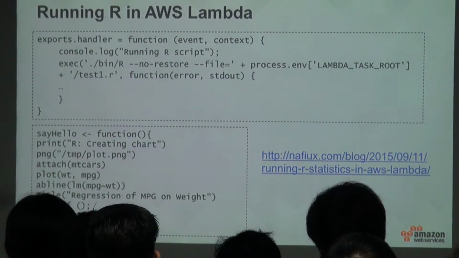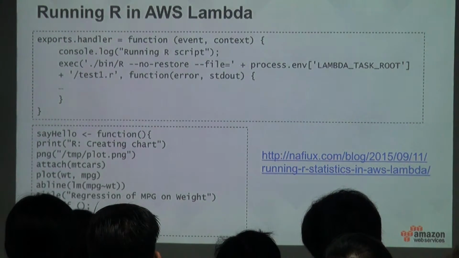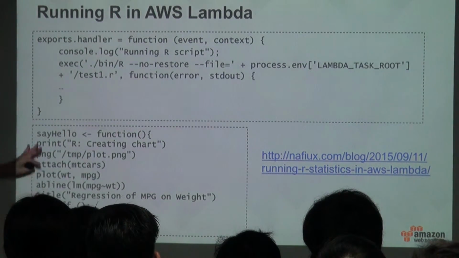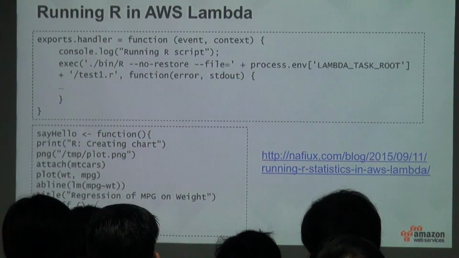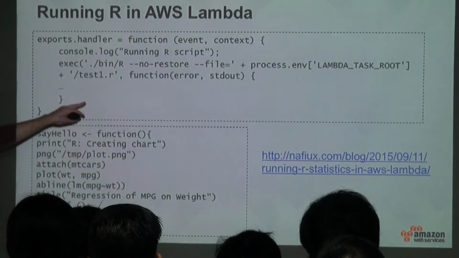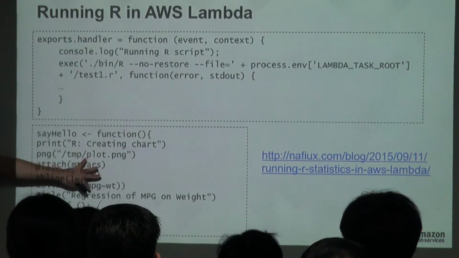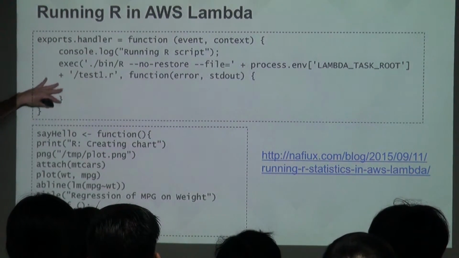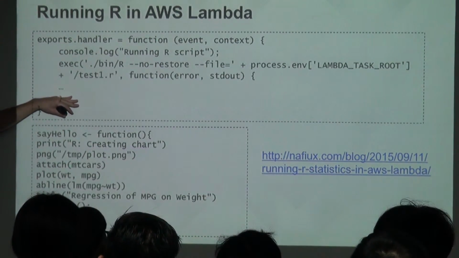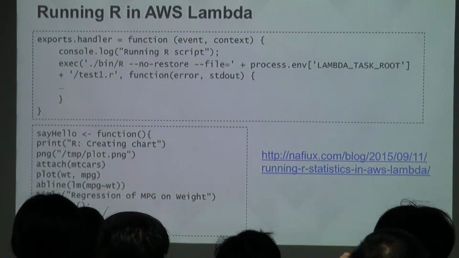So what you can do is you could write a very simple R function here, where I plot something out, for example. I call it say hello. You could store this as your test1.r file, for example, and then your Lambda function could look something like this, where you just say execute that file. If it was successful, do something else.